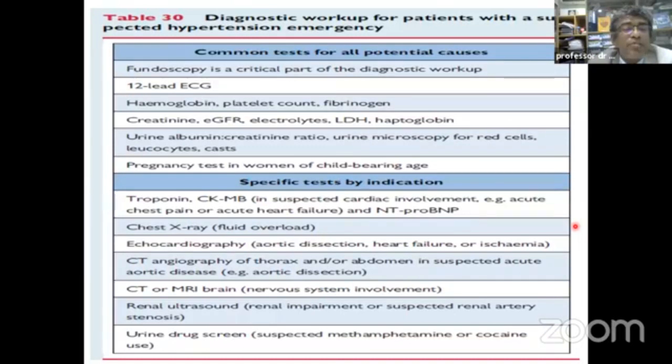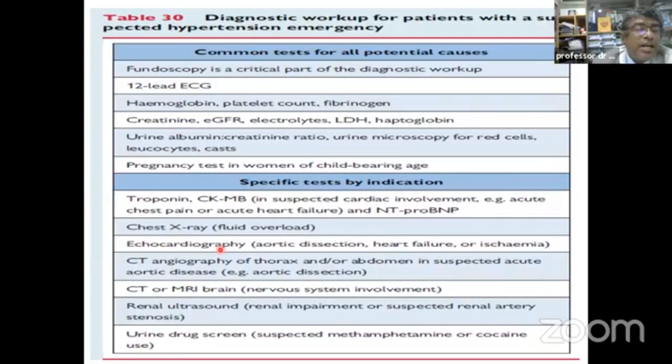A pregnancy test in women of childbearing age when eclampsia or preeclampsia is suspected. Specific tests by indication: troponin, CK-MB if cardiac involvement is suspected, acute chest pain or acute heart failure, and NT-proBNP level. On chest X-ray there may be fluid overload. With echocardiography, we can see aortic dissection, features of heart failure or ischemia. CT angiography of the thorax and abdomen if acute aortic disease is suspected, as there may be aortic dissection.